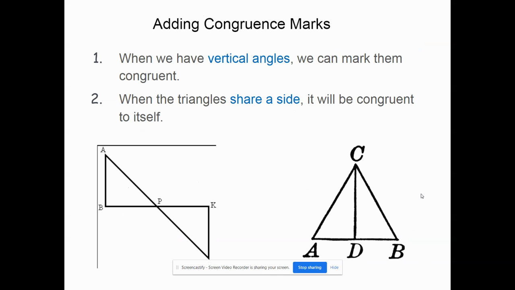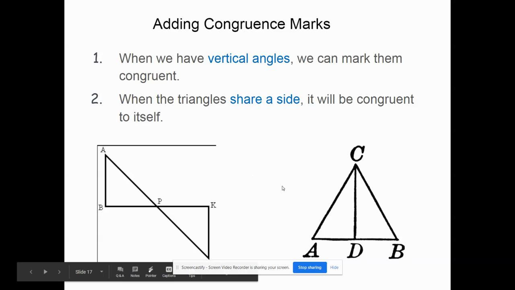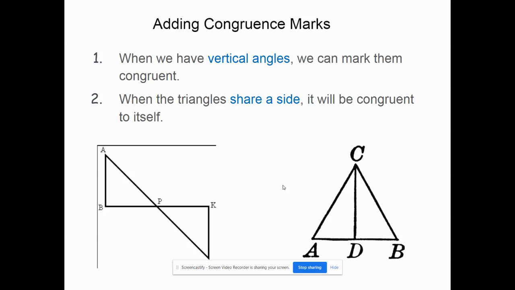All right, some other things we can do. Vertical angles, we know we can add tick marks to vertical angles because vertical angles are congruent. And then if we're sharing a side in a triangle, we can say it's congruent to itself. That's called the reflexive property. So I could put a tick mark here on CD.